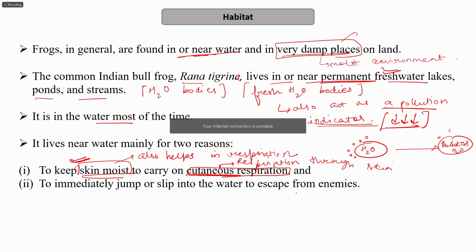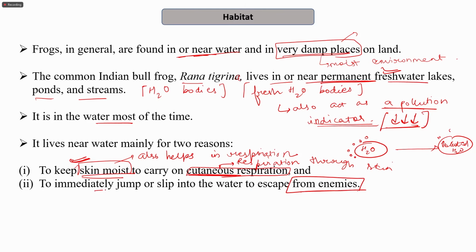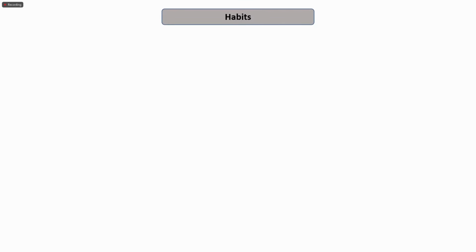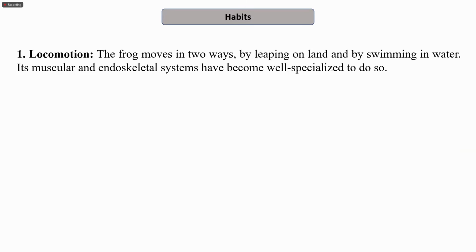And in case there is any attack by enemies, it can immediately jump or slip into the water to escape from the enemies. Therefore, frogs, for example Rana tigrina, are usually present in or around water bodies. So this is their habitat. Now we will talk about the different habits. Firstly is locomotion, that is the movement.